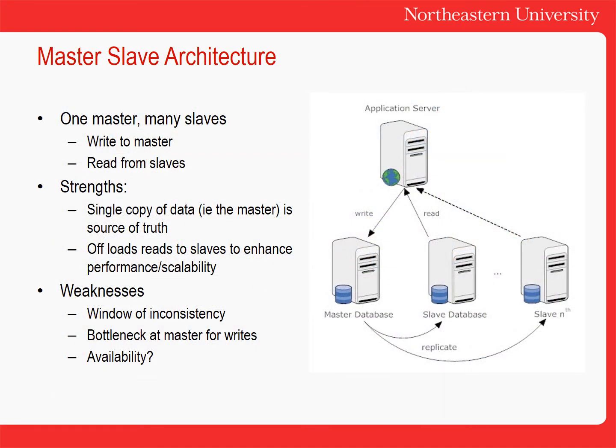So, master-slave architectures. With a master-slave, we have one master copy of the data, and writes occur typically to the master. Any system can then read from the slaves. The strength of this is there's a single copy of the master where you can always get a consistent source of truth. That's always the real value is held by the master.